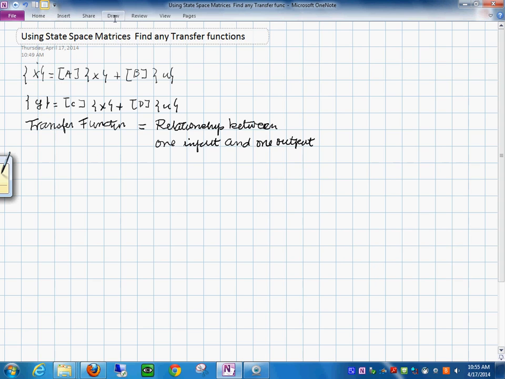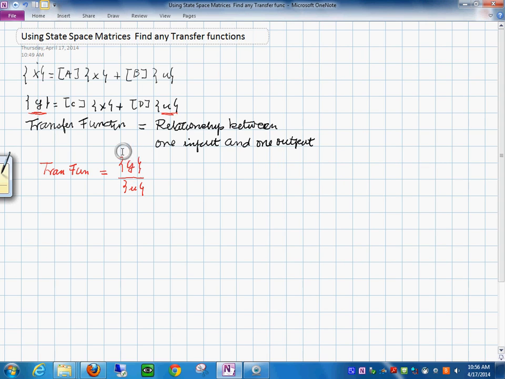If we identify the outputs in here, this is the output right here, and this is the input right here. So it follows that a transfer function would be a relationship between the outputs, which is y, in relationship to the inputs, which is u. This is what we are after. So we need to use these equations to be able to achieve this transfer function.